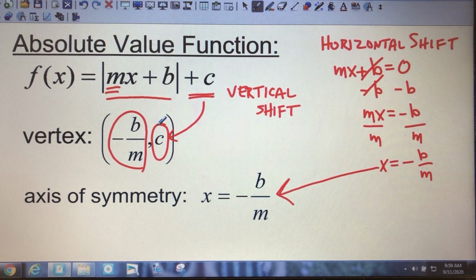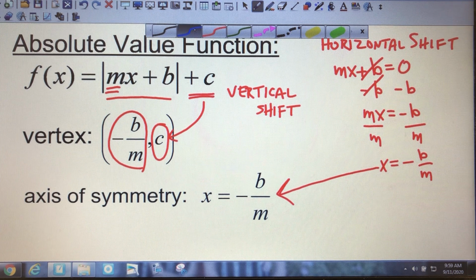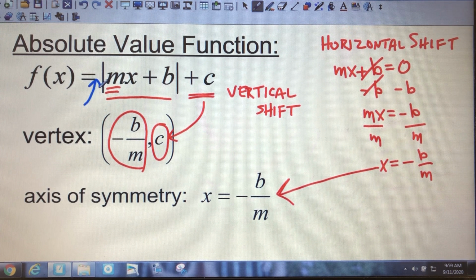Now the other thing we want to talk about is what's out front. So if it's positive, it opens up. If it's negative, it opens down. So we're going to kind of refer to that as the D of O, the direction of opening. Does it open up? Does it open down? Okay?